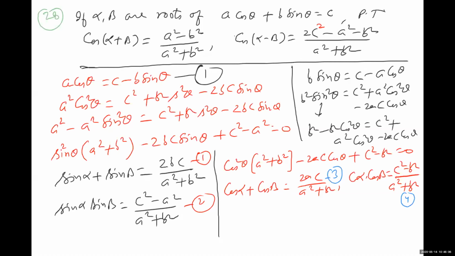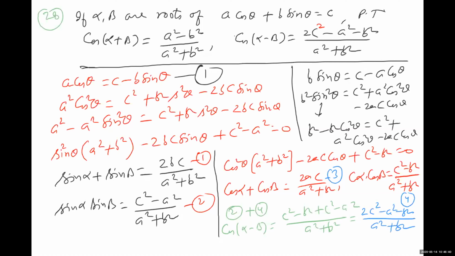So from 2 plus 4, and 4 minus 2. If you are adding 2 plus 4, what will happen? Cos alpha cos beta plus sin alpha sin beta is cos(alpha minus beta), which is equal to (c square minus b square plus c square minus a square) upon (a square plus b square). This is equal to (2c square minus a square minus b square) upon (a square plus b square).